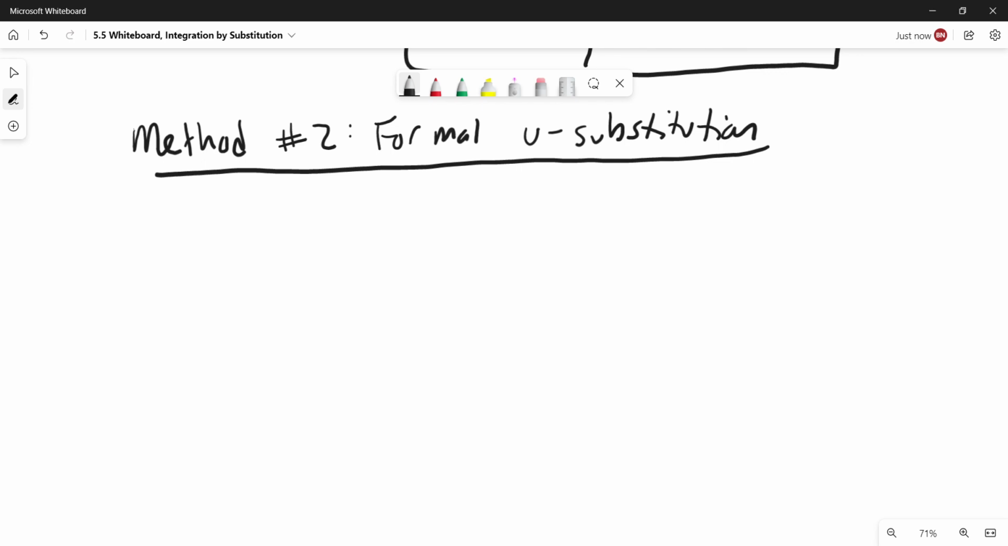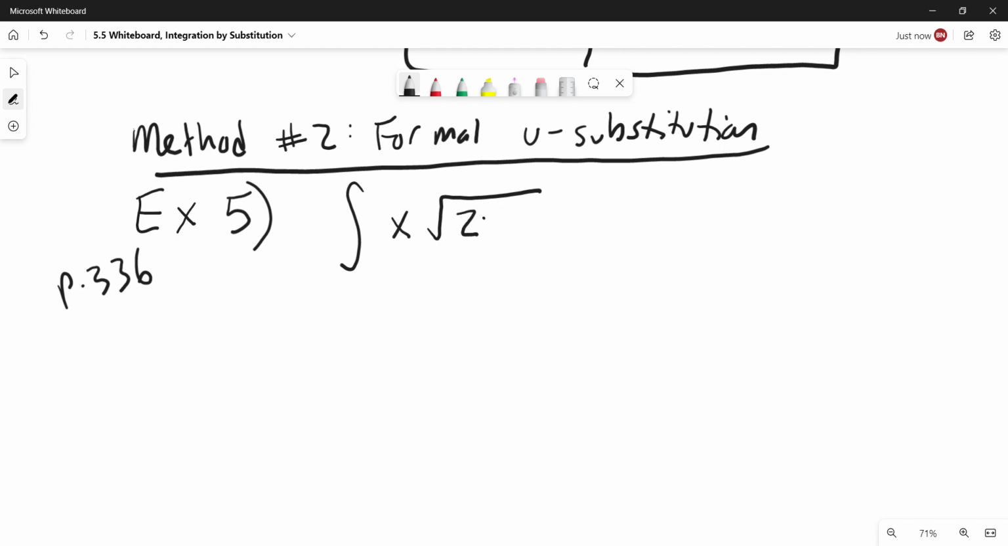Okay, so we're going to start with example 5. Again, the book for examples 4, 5, and 6 uses formal u substitution for all of them, but only 5 is necessary. So I'm not doing it on ones that are not necessary, which I would hope that you would emulate. So again, this is page 336 in your book. They want you to find the integral of x square root 2x minus 1 dx.